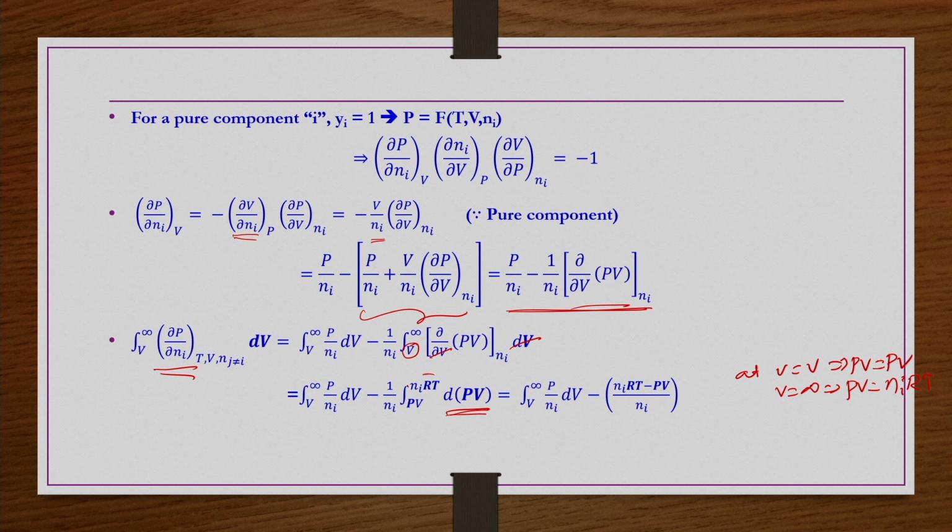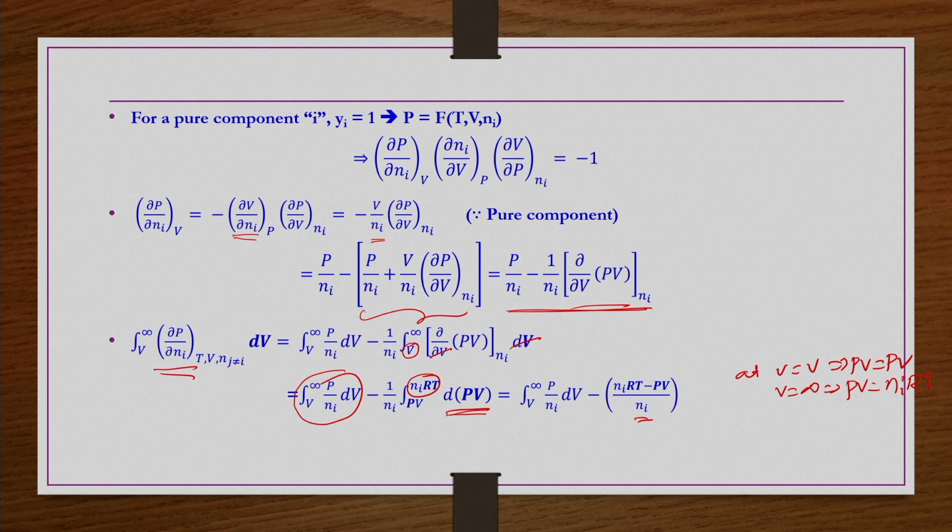So, the upper limit will become NiRT here in this case, if we are doing the integration with respect to PV. Then when you integrate this part, we will have PV, with upper limit NiRT and lower limit PV. So, NiRT minus PV, and then this divided by Ni as it is. Whereas the other part we cannot integrate, because we do not know what P is; we are developing a kind of generalized expression.